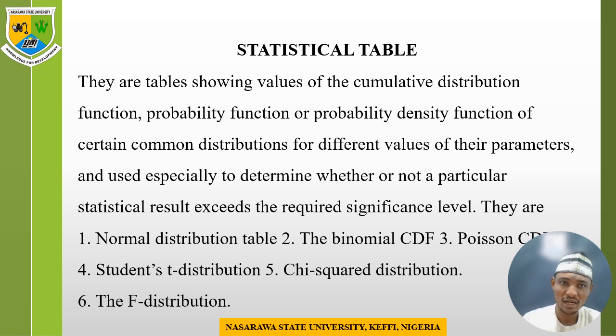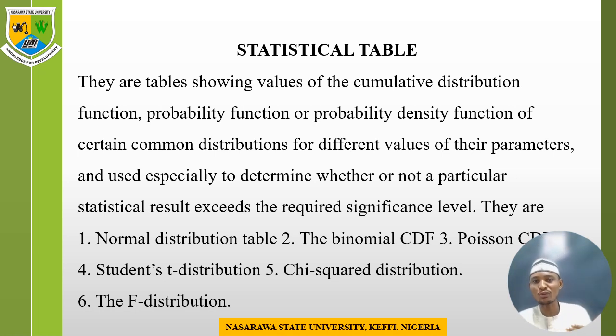Now, last, we have statistical tables. When we say statistical tables, they are tables showing values of the cumulative distribution function, probability function, or probability density function of certain common distributions for different values of their parameters, and they are used especially to determine whether or not a particular statistical result exceeds the required significance level. These statistical tables are used in hypothesis testing.